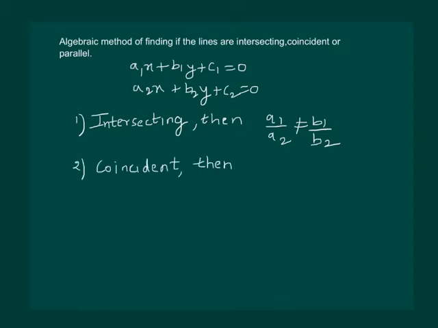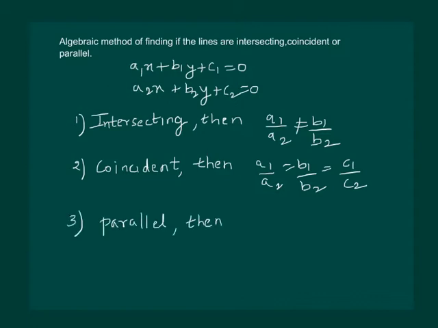The lines will be coincident if a1 by a2 is equal to b1 by b2 is equal to c1 by c2. That means all the coefficients are in the same ratio. Actually, the lines will be equivalent. And the lines will be parallel if a1 by a2 is equal to b1 by b2 but not equal to c1 by c2.